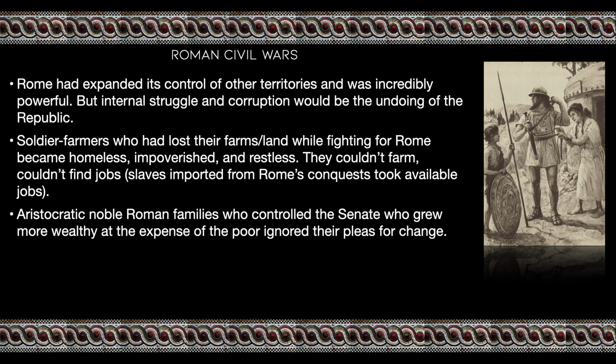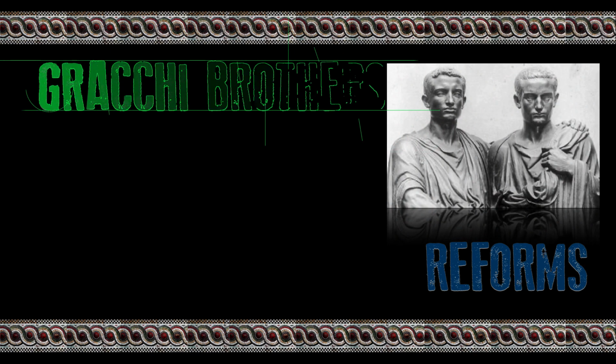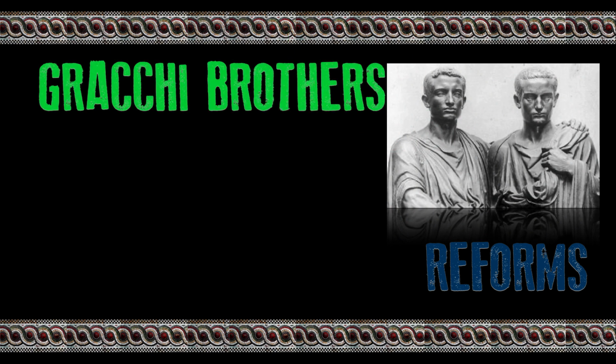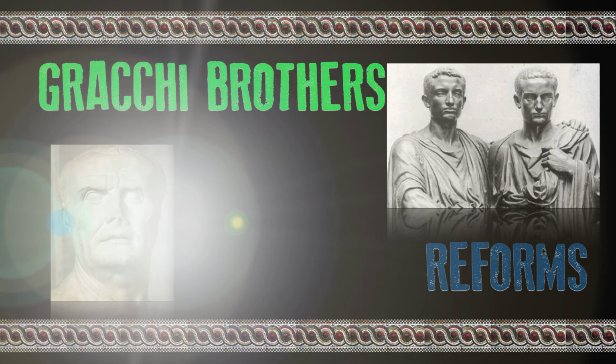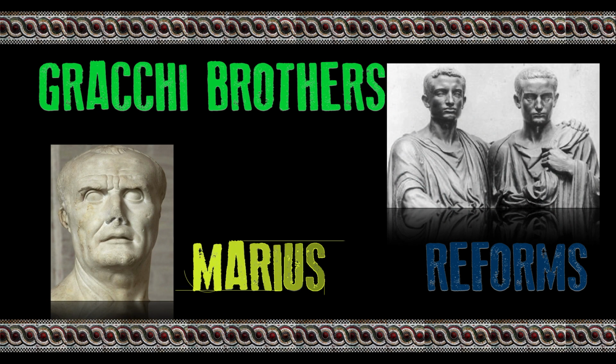Aristocratic noble families, again, who controlled the Senate, grew more wealthy at the expense of the poor and ignored their pleas for change. Two brothers, the Gracchi brothers, are going to try to take some things into their own hands and try to bring some reforms. Another reform is going to come from Marius a few years later. Let's look at the Gracchi brothers' efforts first.